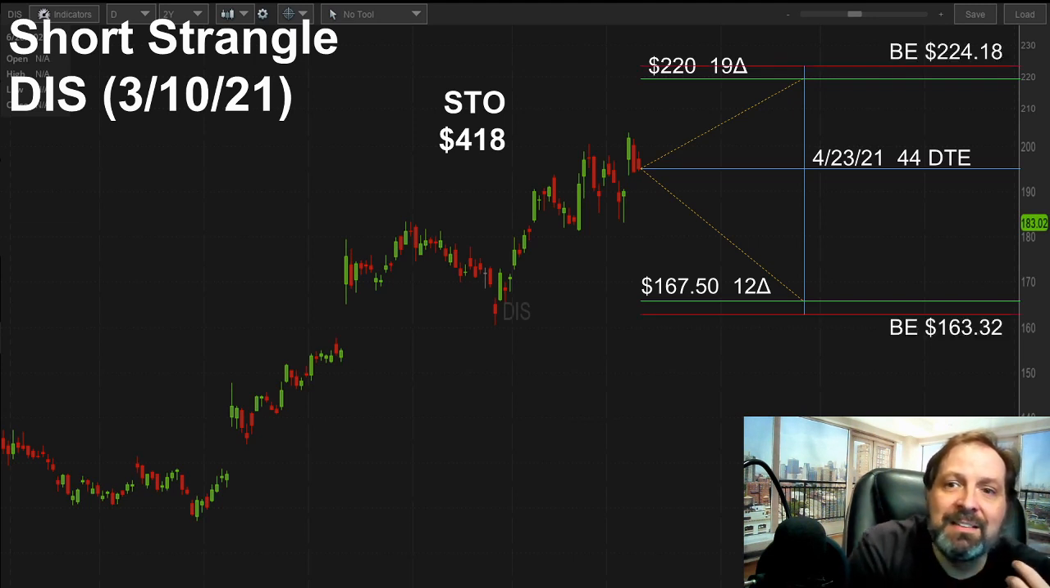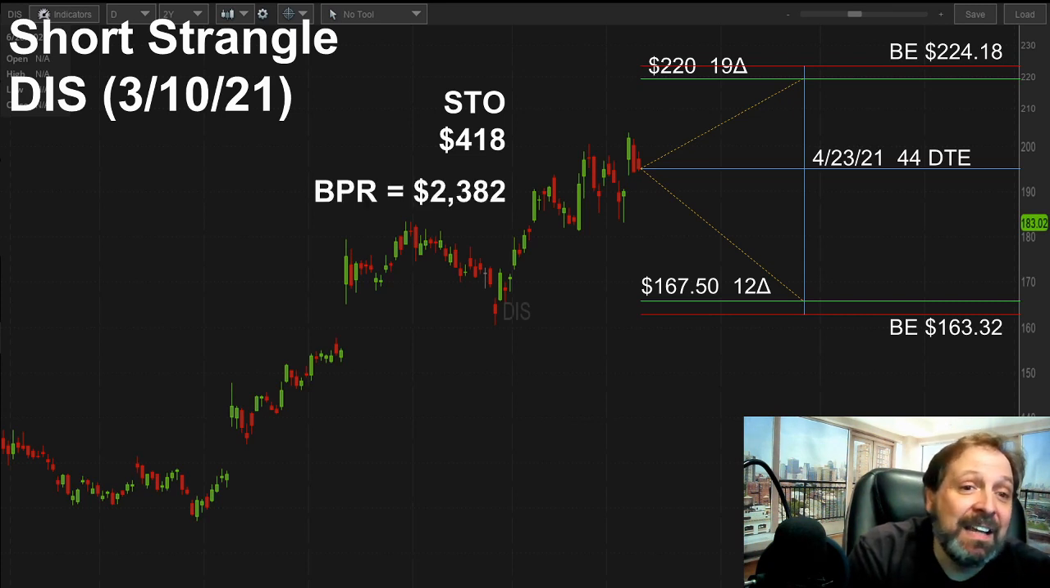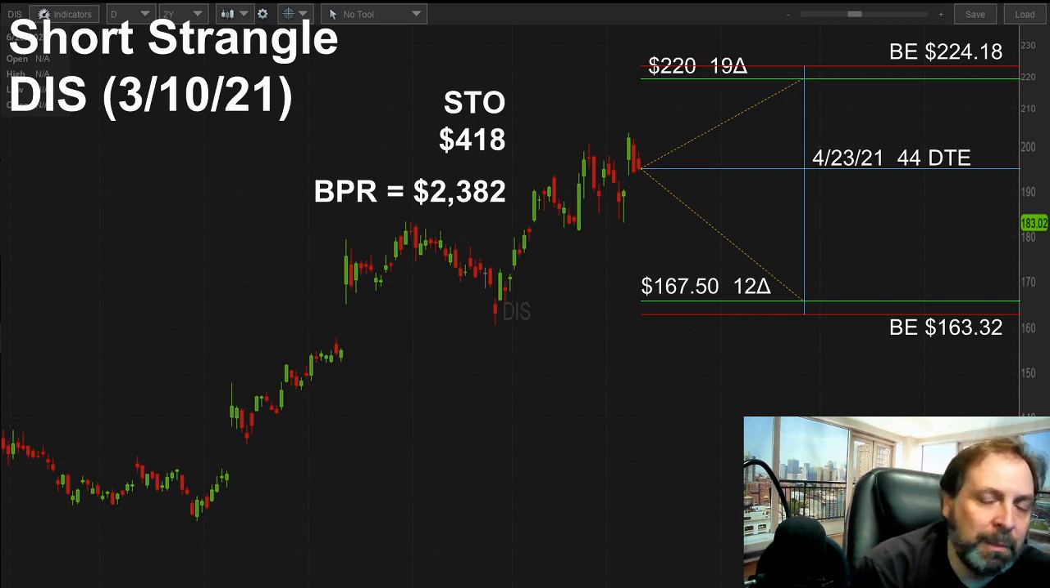And what that means is that I had a break-even point of $224 on the top side and $163 on the bottom side. So that means that as long as the stock price stays below 224 and stays above 163, I'll make money or at least break even. Okay, and in this case, it had a buying power reduction of $2,382. That means that I had to set aside $2,382 with my broker. That money couldn't be used for anything else. It was on hold in reserve to support this trade. So that's the amount essentially that I had invested into this trade.